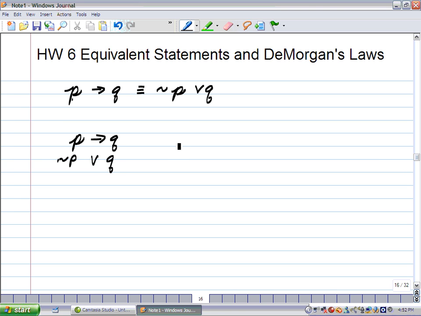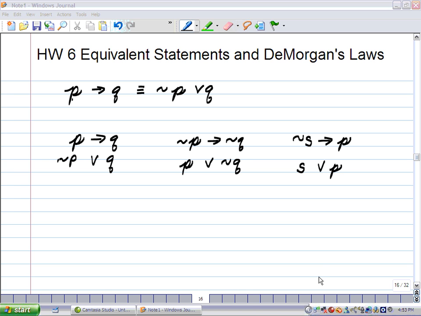So, for example, if I had not P implies not Q, that would be the same as, let's change the P to its opposite, P or not Q. Let's say we had not S implies P. That would be the same as, let's choose the opposite of the first one, S or P. So we're looking at the position.